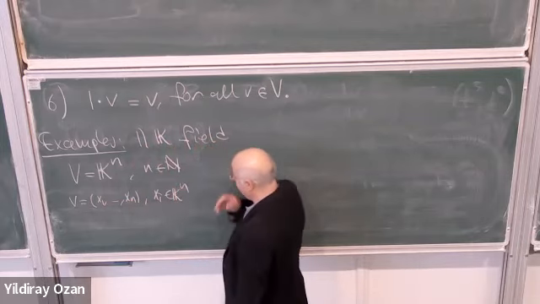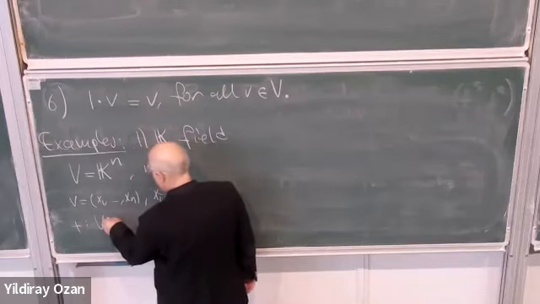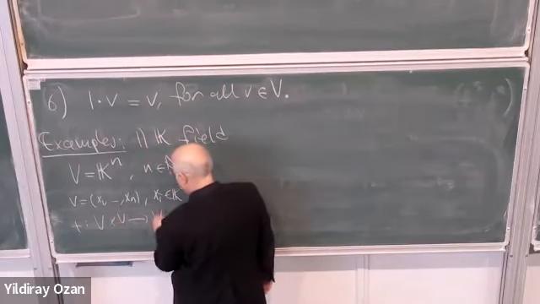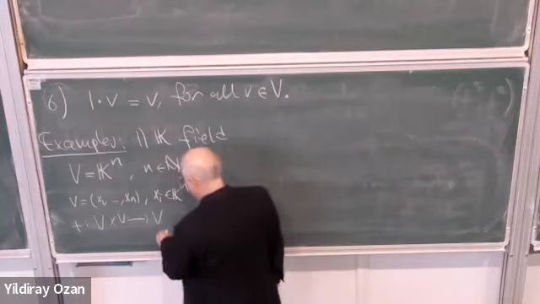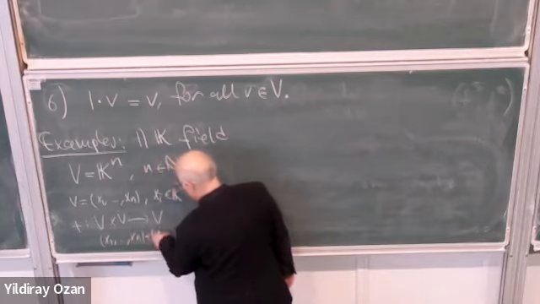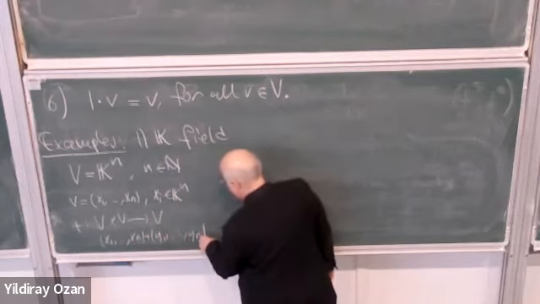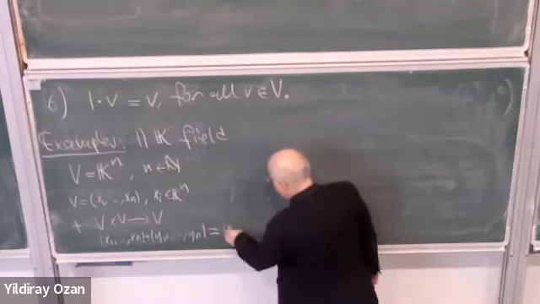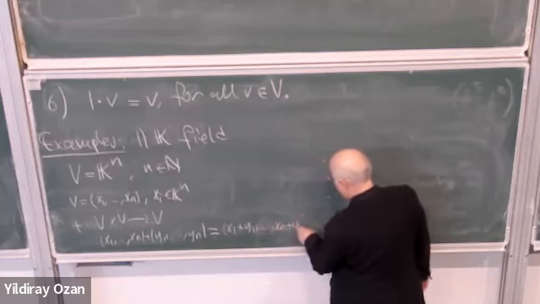And we have an addition operation. So we go from V times V to V, just addition of n-tuples. So (x1, ..., xn) plus (y1, ..., yn) is defined to be (x1 plus y1, ..., xn plus yn).